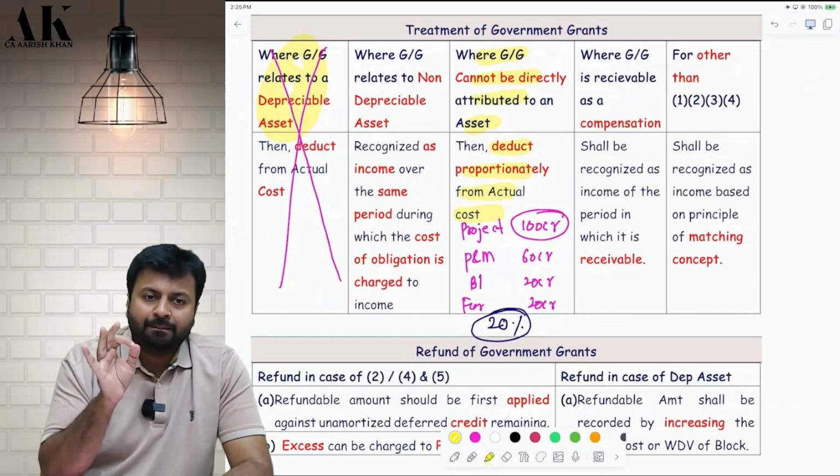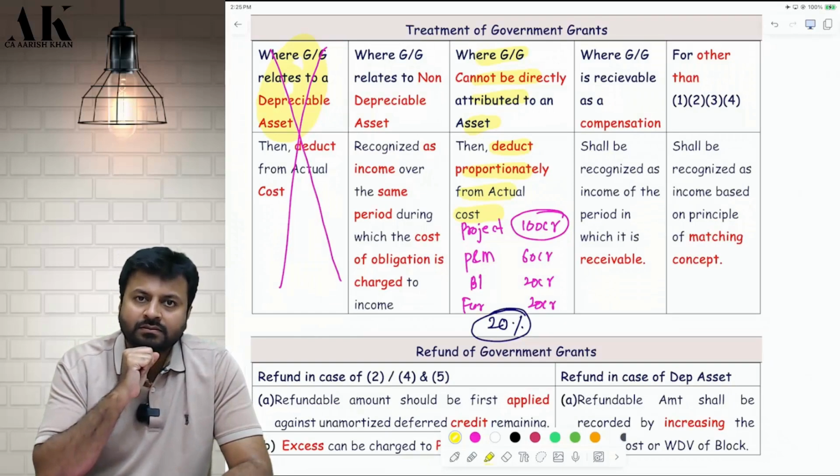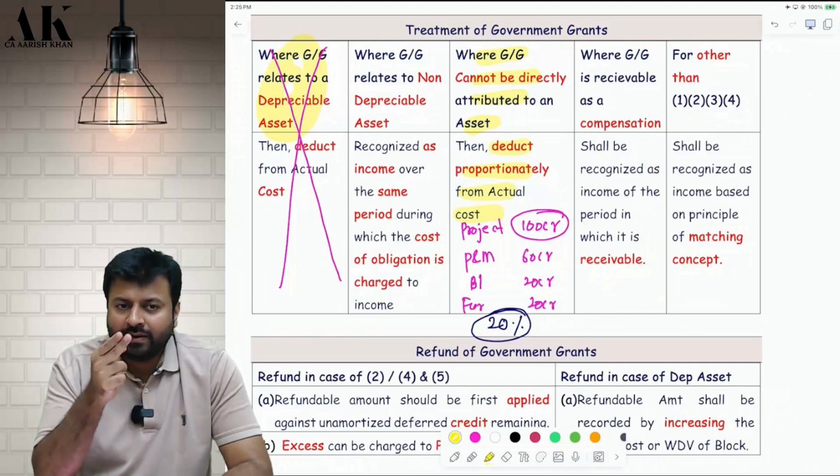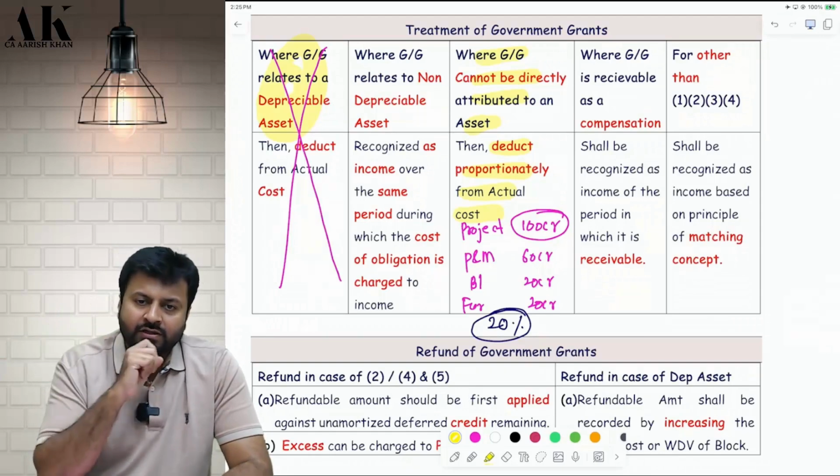That is from plant and machinery 20%. That is 12 crore, from there it will be reduced. Are you clear? And 20% of building, that is 4 crore, there it will be reduced. And 4 crore from furniture. Is it clear?